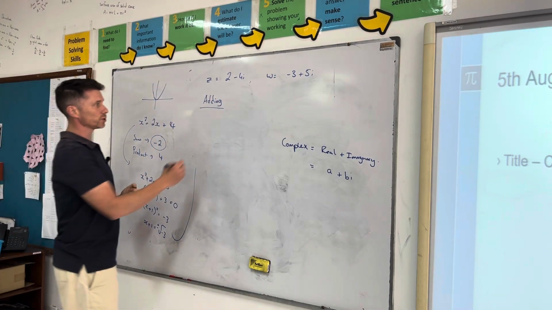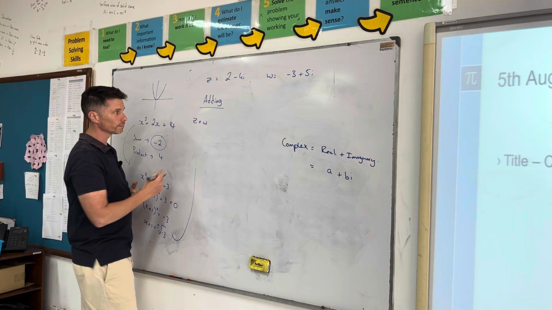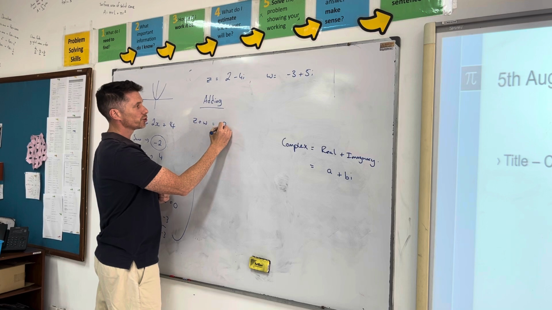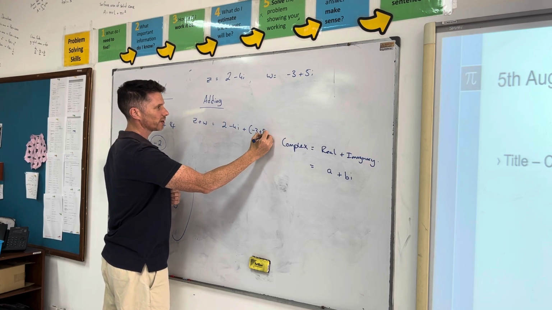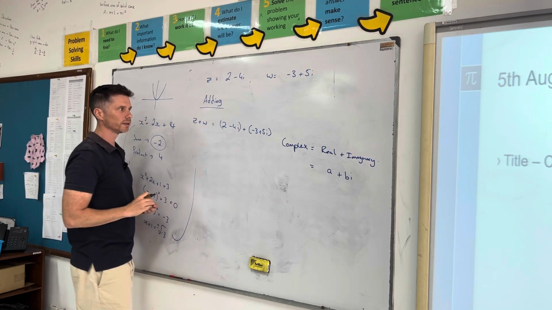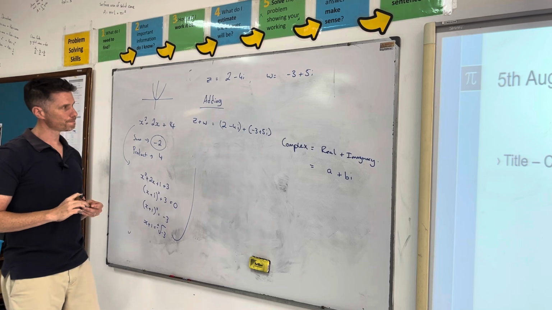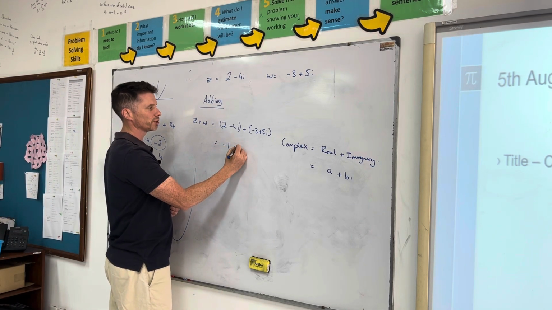If I want to add them, so what is Z plus W? Z is 2 minus 4i, plus W, which is minus 3 plus 5i. Or you can keep them in brackets like that. So minus 4i and 5i will become i. And then 2 and minus 3 will become minus 1. So minus 1 plus i.